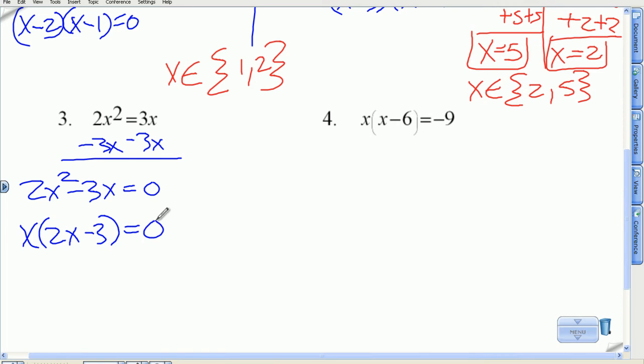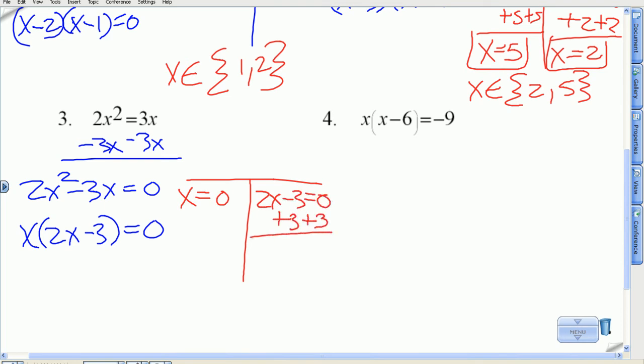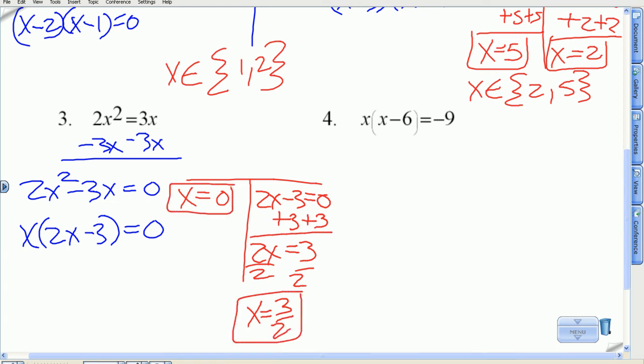You'll notice I switched to orange for my t-charts because that's what's new. I'll set x equal to 0. I'll take 2x minus 3 and set that equal to 0. I'll add 3 to both sides. You get 2x equals 3. I'll divide by 2. x equals 3 halves is one of my roots. The other root is actually x equals 0. So if you plug 0 into this equation, you'll notice it does check out.